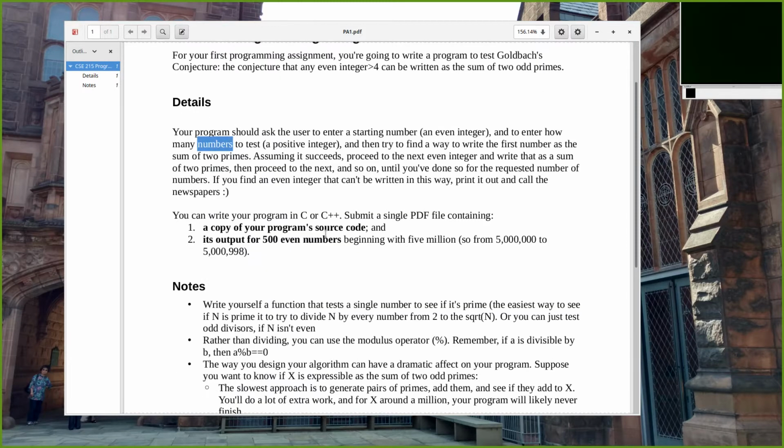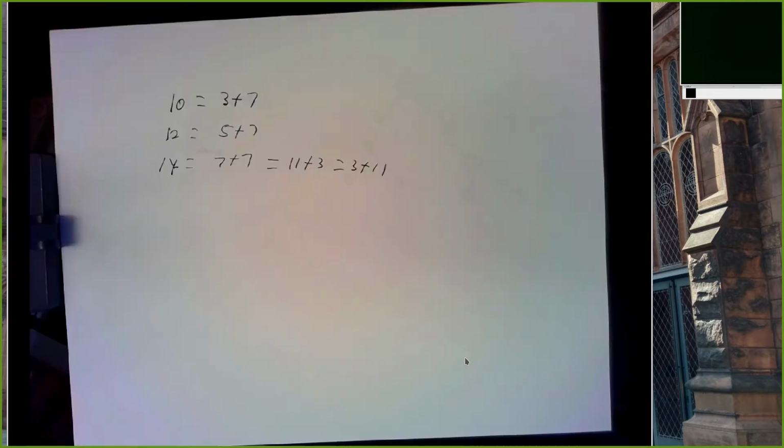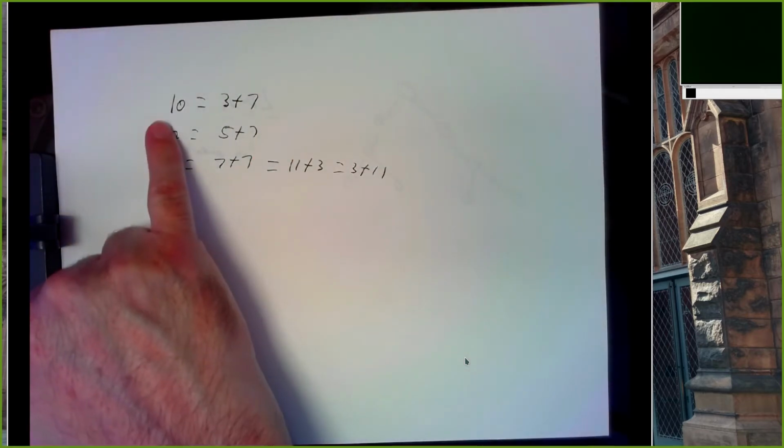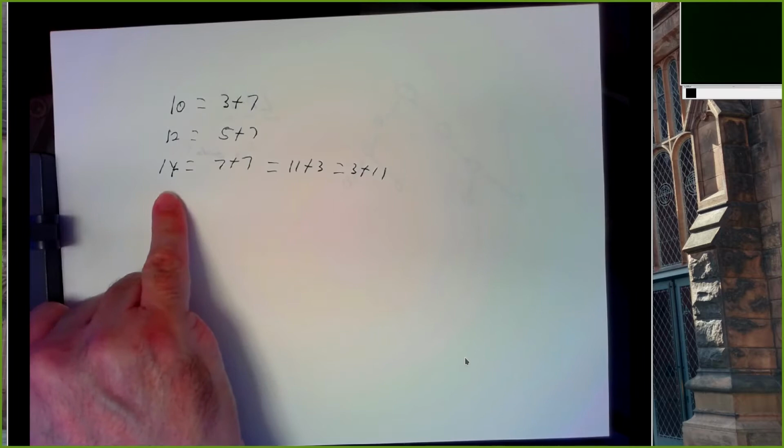All right. So your submission for this assignment is going to be a single PDF file containing two things. The first is a copy of your source code. So print it out in a document, and then append to it the output you get for running your program trying to demonstrate this conjecture for 500 even numbers starting from 5 million. So numbers from 5 million up to 5,998,000. And so you should have 500 lines of output that look like this, starting with 5 million equals, 5 million and 2 equals, 5 million and 4 equals, and so on.